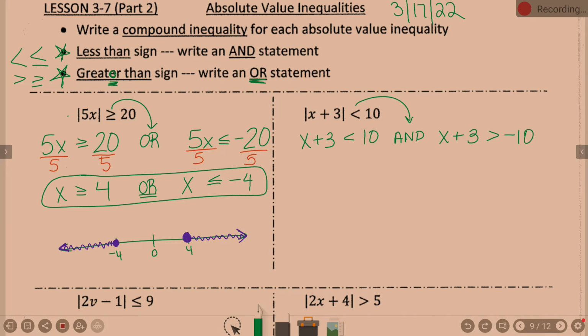And now we're going to solve it. How do we get x by itself? Subtract 3 from each side. If it's x plus 3, the opposite of adding 3 is to subtract 3. The 3's cancel. Carry down your less than. 10 minus 3? 7. And I'm carrying that word down. X. This time, it's plus 3, I subtract 3. Still greater than? Negative 10 minus 3. Negative 13.